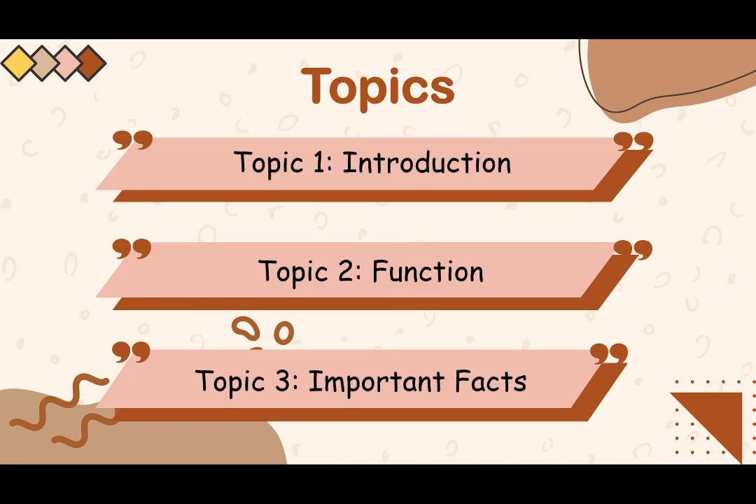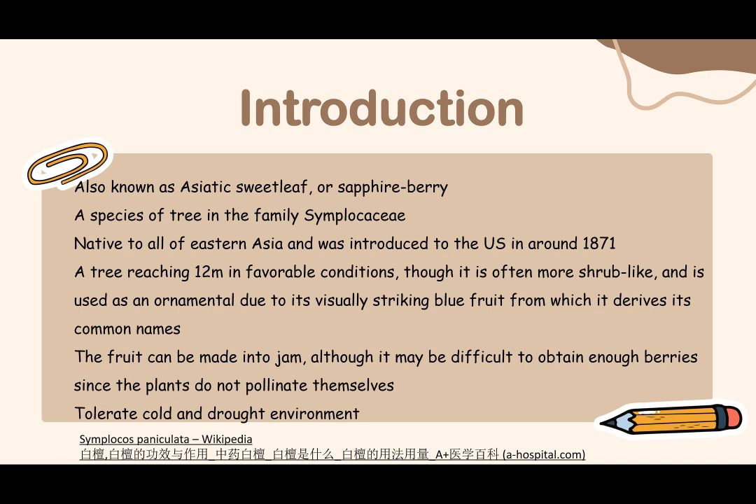Okay, so first there is a brief introduction about SP, second, the functions of SP, and the third topic is important facts about SP. So let's go. SP is also known as Asiatic sweet leaf or saffron berry. Those are the other names of SP, and later if you see these two names, you know they are talking about SP.